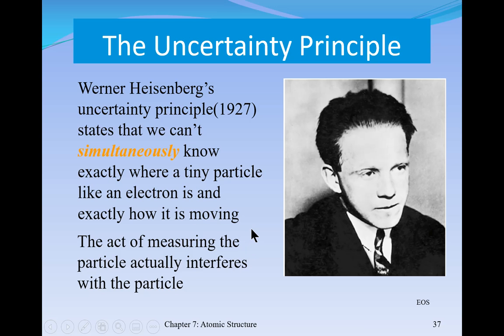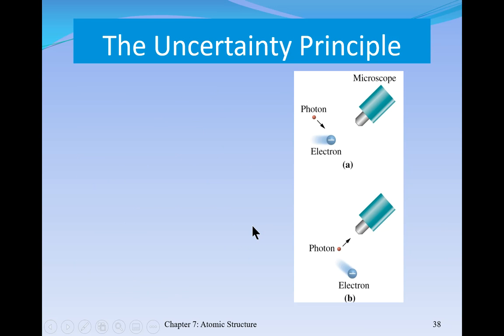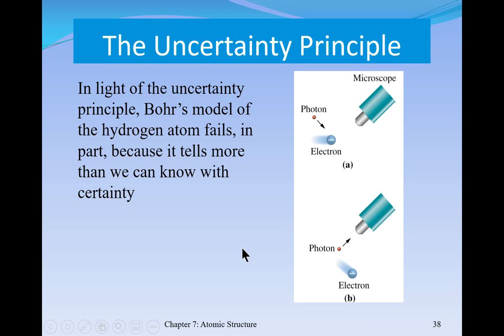And that is the reason why you cannot know exactly where a tiny particle is and how it is moving. So just to illustrate this whole idea of the uncertainty principle, let's say you have an electron, and let's say you have a special microscope that can actually visualize the electron if you look through it. But in order for you to see the electron, you need a photon of light to bounce off the electron and head towards the microscope. But when that happens, the state of the electron will be somewhere else.